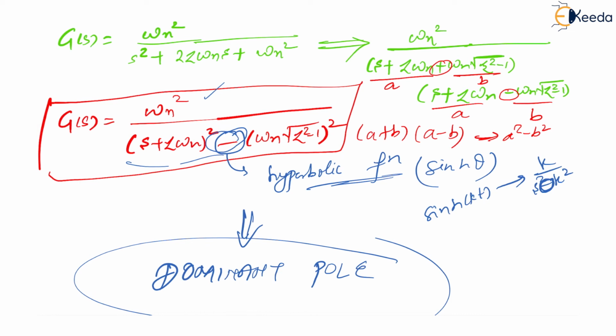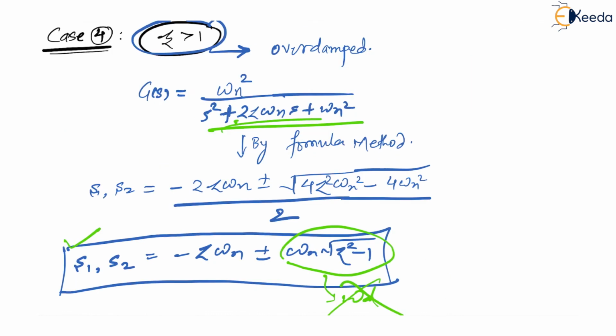Poles are definitely this one, what we have, correct? S plus zeta omega squared, where are they? Yes, these are the poles which we have. Let us try to plot them first.